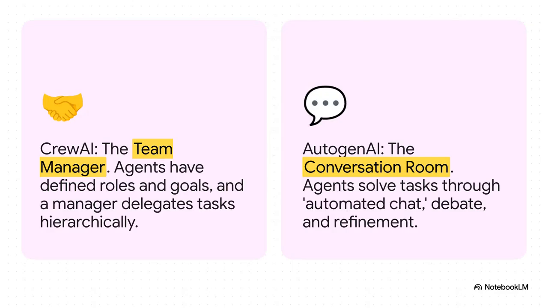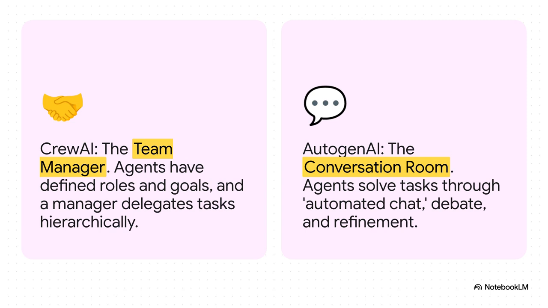Now, things get even cooler when you want multiple agents to work together. And here, there are two main philosophies. On one hand, you've got CrewAI. Think of this like a traditional corporate team. You define specific roles for your agents: a researcher, a writer, a reviewer, and then a manager agent delegates tasks down the hierarchy. It's structured, it's predictable.